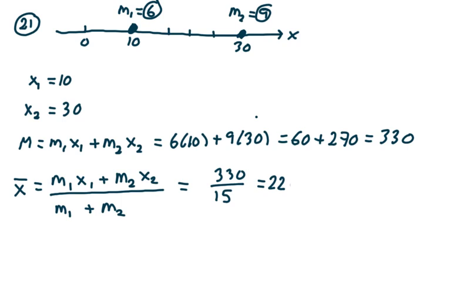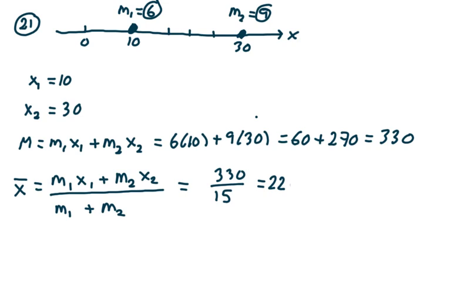So notice in 21, we're given x sub 1 equals 10, x sub 2 equals 30. So the corresponding mass for x sub 1 equals 10 is 6, and the corresponding mass for x sub 2 equals 30 is 9. So the moment capital M about the origin is given by m sub 1 x sub 1 plus m sub 2 x sub 2, which is equal to 6 times 10 plus 9 times 30, which is equal to 60 plus 270, which is equal to 330.